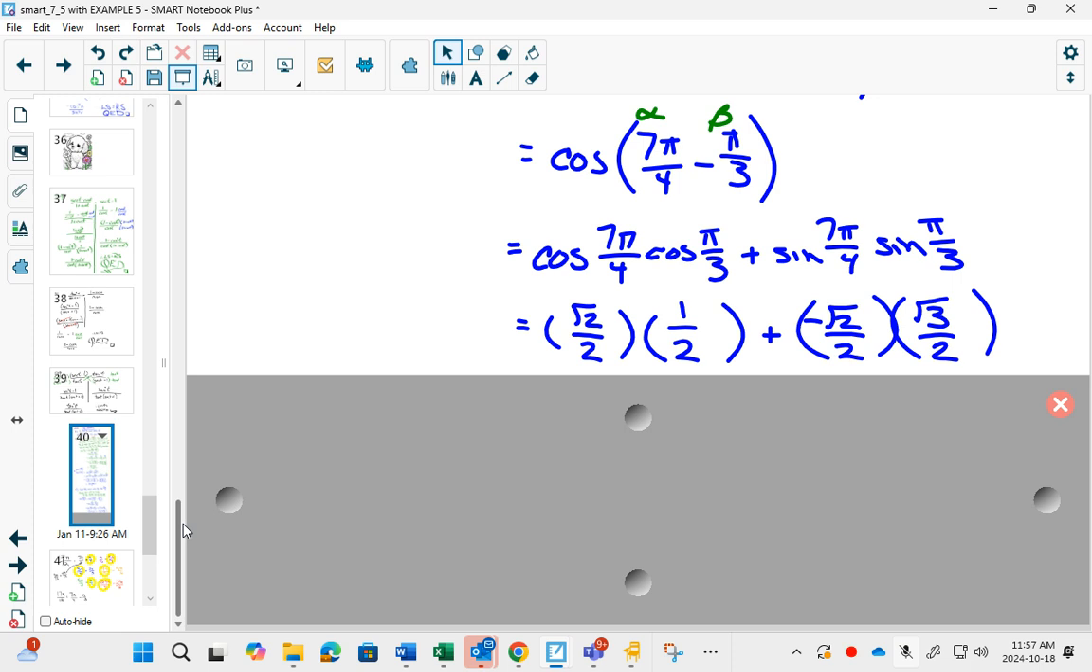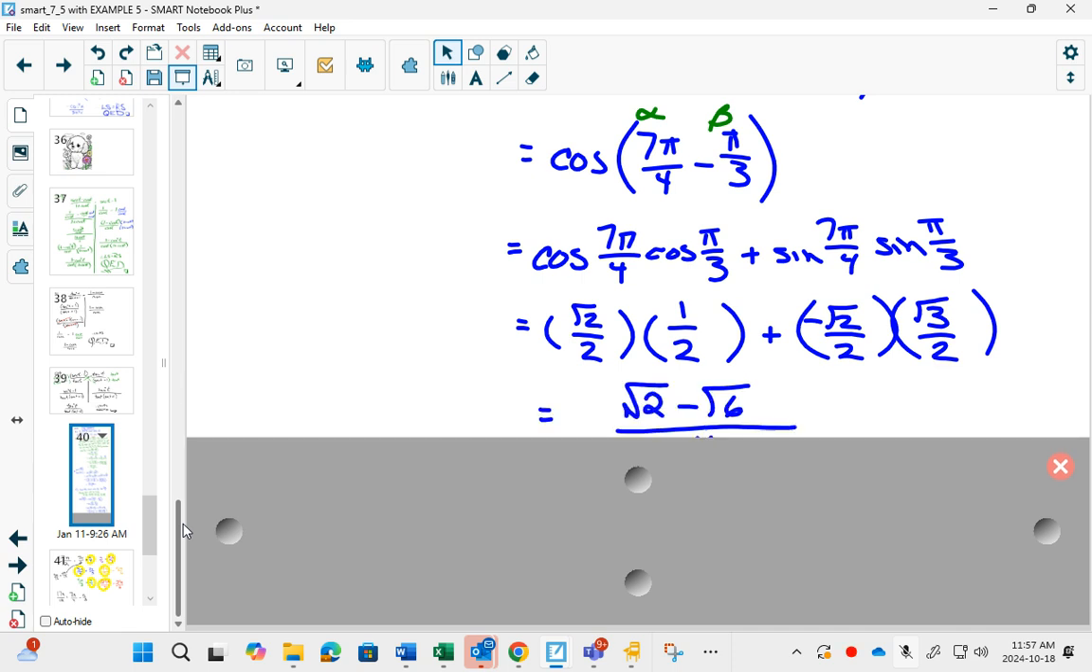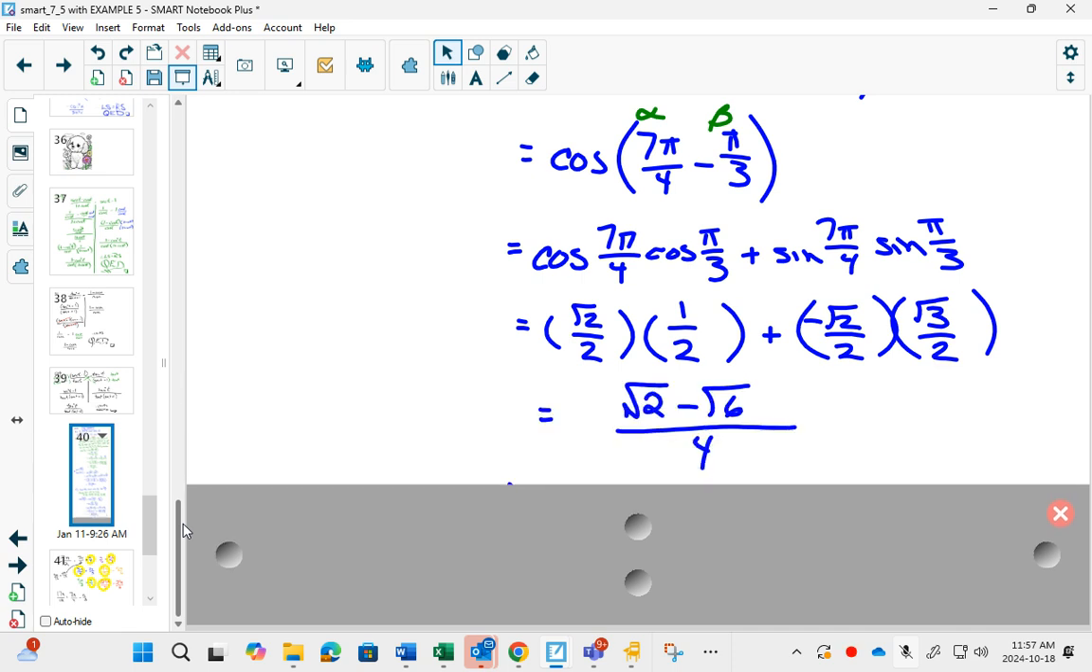Now when you multiply fractions, multiply tops, multiply bottoms. You see you're going to already have a common denominator of 4. Your final answer has to be a single fraction. And so you get root 2 minus root 6 over 4.